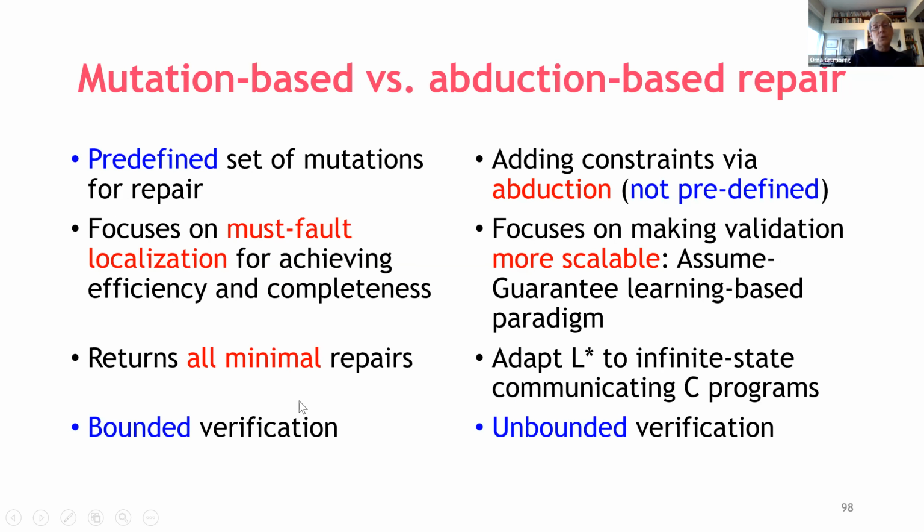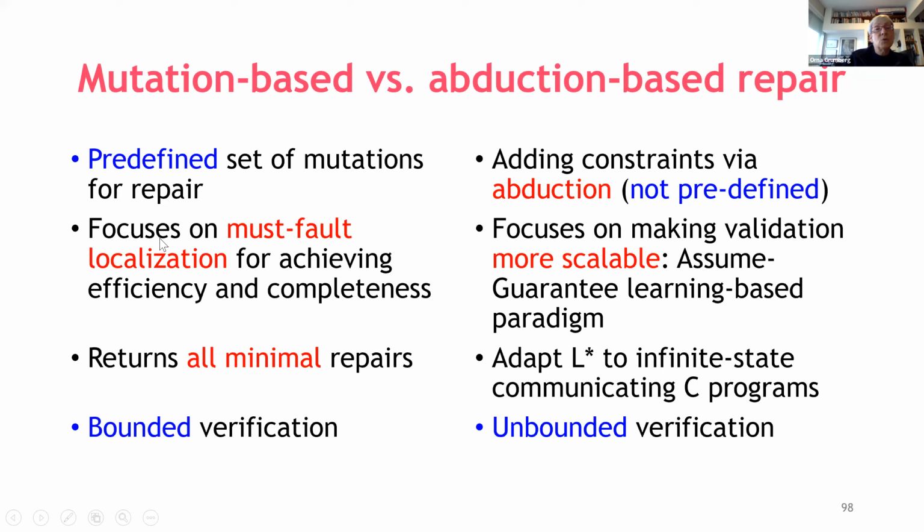The difference between the two approaches is that the mutation-based one has a predefined set of mutations for repair, and we will just try them all. Actually, we don't try them all because we prune the state space in order to be efficient, while the abduction-based one produces new constraints that are not predefined using abduction.